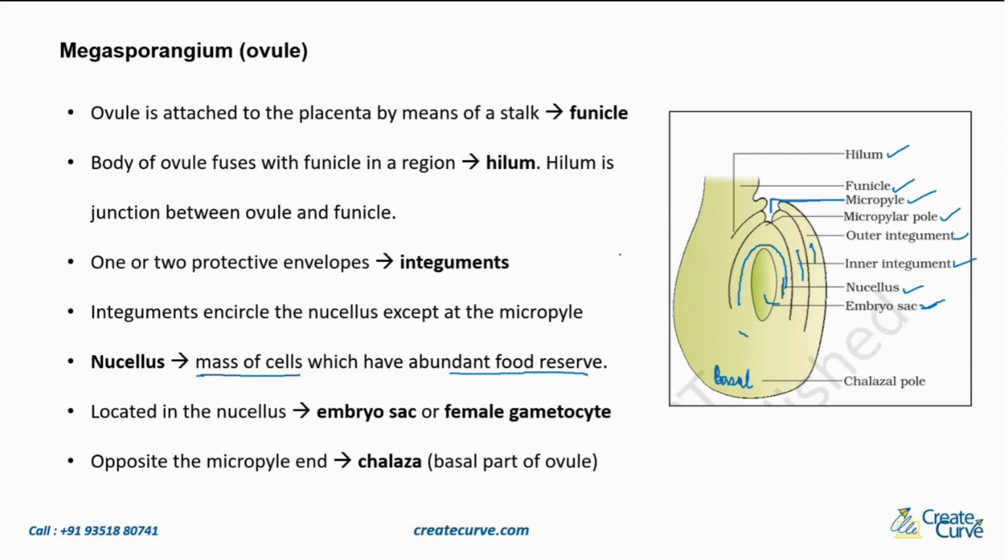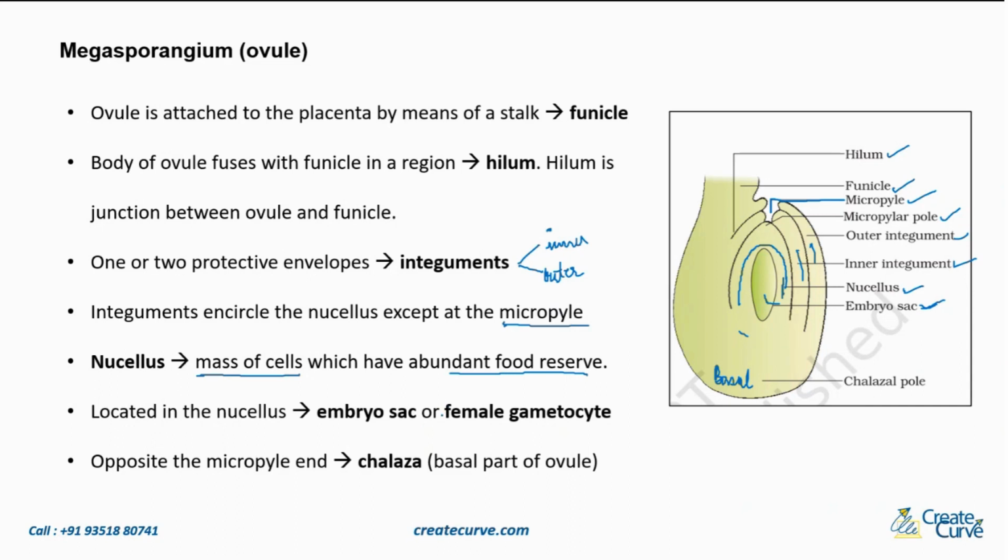So are we clear? We have the funicle, we have the hilum, we have the integuments. There are two integuments, remember this. Which are the two integuments? You have the inner integument and the outer integument. Then you have the micropyle, the micropylar pole as well. Then you have the nucellus, which has the food reserve. Finally, you have the embryo sac, the innermost part of the ovule.